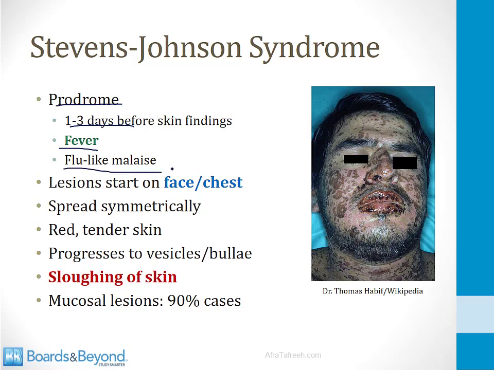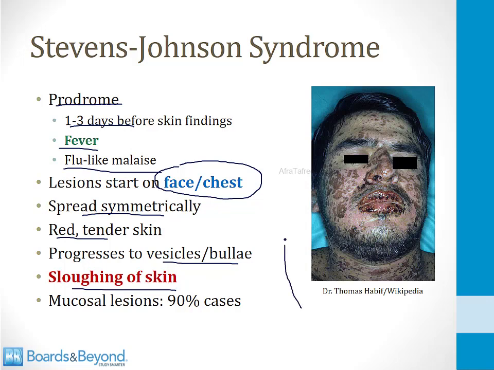Then the skin lesions will begin classically on the face or chest, and it's high yield to remember this so you can recognize Stevens-Johnson in a board question. From the face or the chest, the lesions spread symmetrically. The patient can first develop red, tender skin. Remember, the epidermis is undergoing necrosis. These lesions can progress to vesicles or bullae, and eventually there will be sloughing of the skin. That's the hallmark of this disorder.